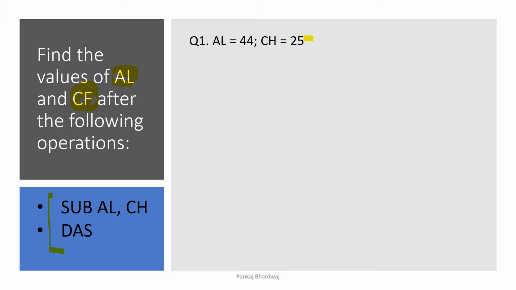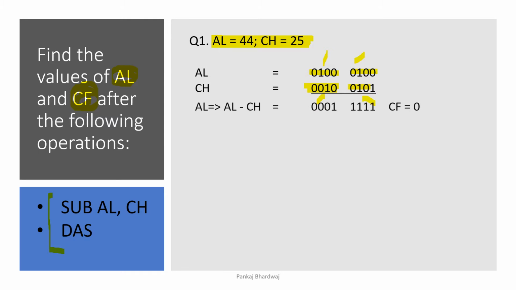The data we need to use for this question is AL equals 44 and CH equals 25. So AL can be written as 44, that is 0100 0100. This is 4, this is 4. And 25 we can write as 0010 0101. This is 2 and this is 5. So when we subtract, we get the answer 1F.